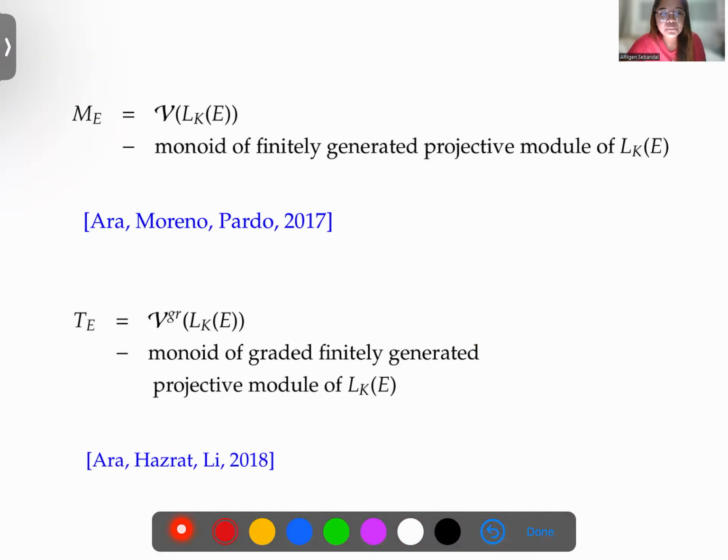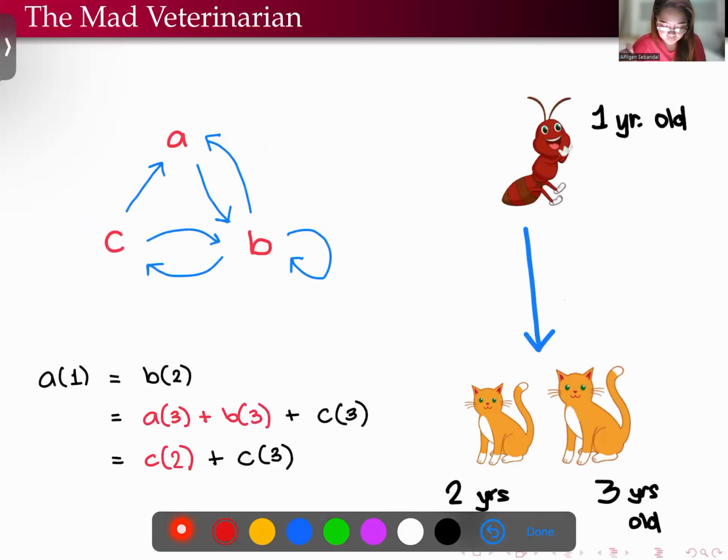And in comparison to the fact that the graph monoid is the monoid of finitely generated projective modules over your Leavitt path algebra, in 2018, it was proved that the talented monoid is actually the monoid of graded finitely generated projective modules over the Leavitt path algebra. So the grading here is, of course, based on the set of integers, because we were using the set of integers earlier in the definition of a talented monoid. And about the ages of the animals: if we put in an ant with age 1, which is 1 year old, using your talented monoid relations, then what we obtain are two cats, one which is 2 years old and the other is 3 years old.